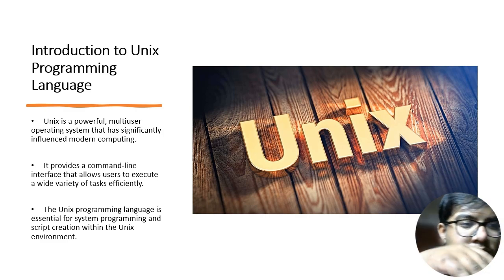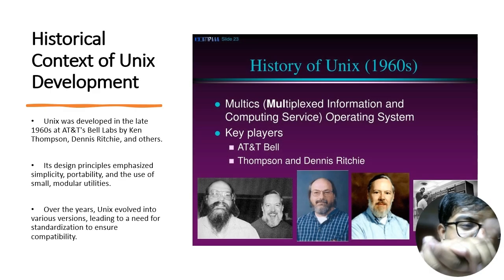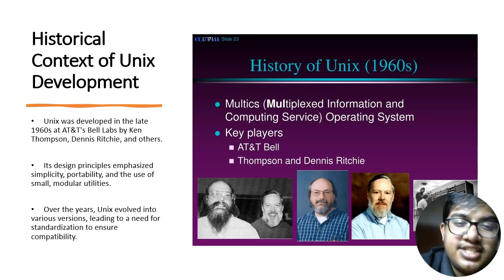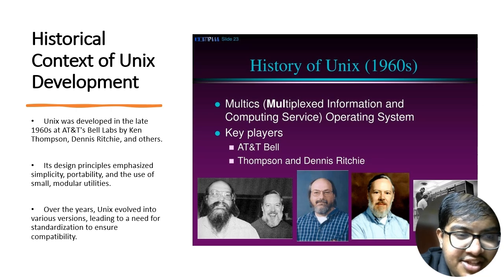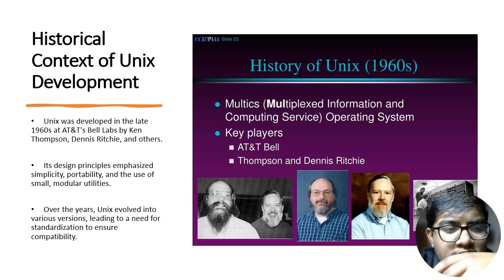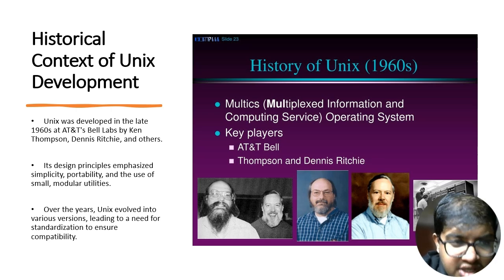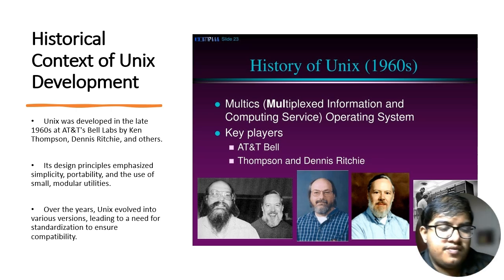So moving on, we are going to see the historical context of Unix development. Unix was mainly developed in 1960 by two creators known as Ken Thompson and Dennis Ritchie. Its design and principles mainly emphasized simplicity, portability, and how small it is to be used on different systems, and the modular utilities that are provided. That is the different features that you get in Unix in the form of modules. Over the years, Unix evolved in various versions, which led to the requirement of standardization.